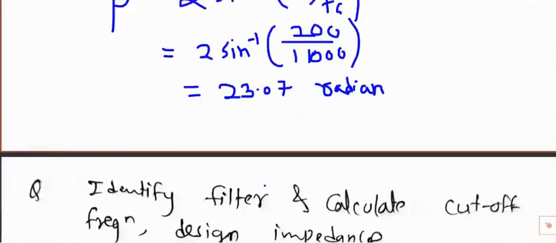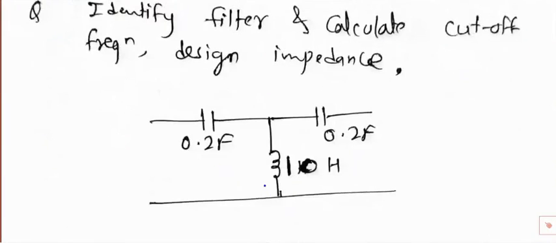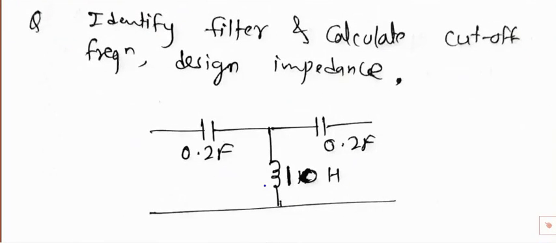Okay. Next question. What is the filter? It is which filter? CCL, or you can say 2C2CL. So it is a high pass filter. So this is nothing but a high pass filter.